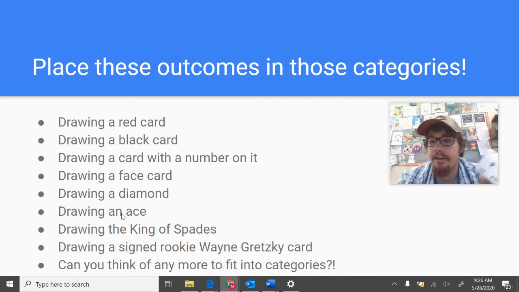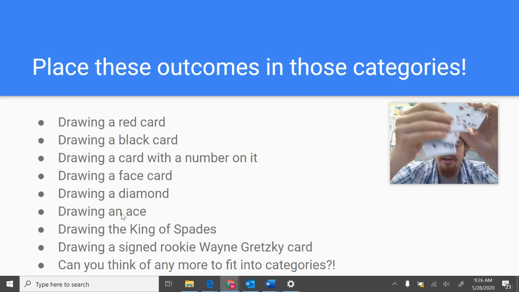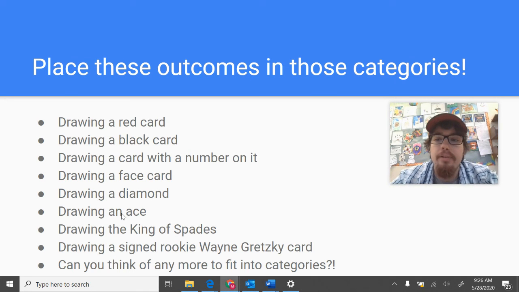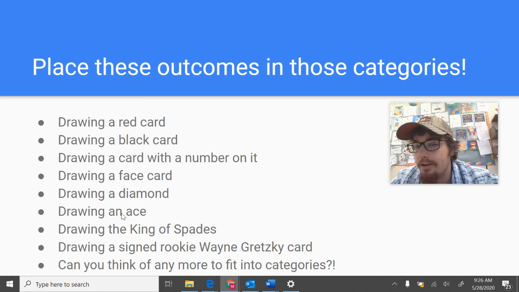From this deck of cards that I just showed you that I've been making a mess of on my desk, what if I drew a signed rookie Wayne Gretzky card? Is that certain? Maybe I'd want it to be. Is that likely, unlikely, very unlikely, or impossible?